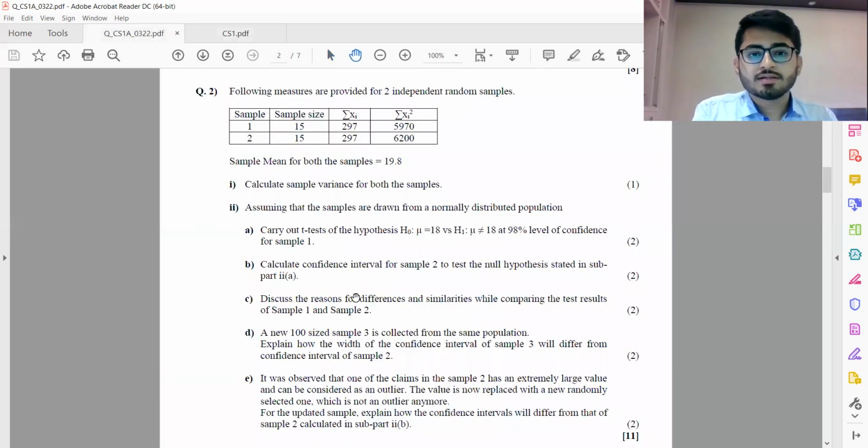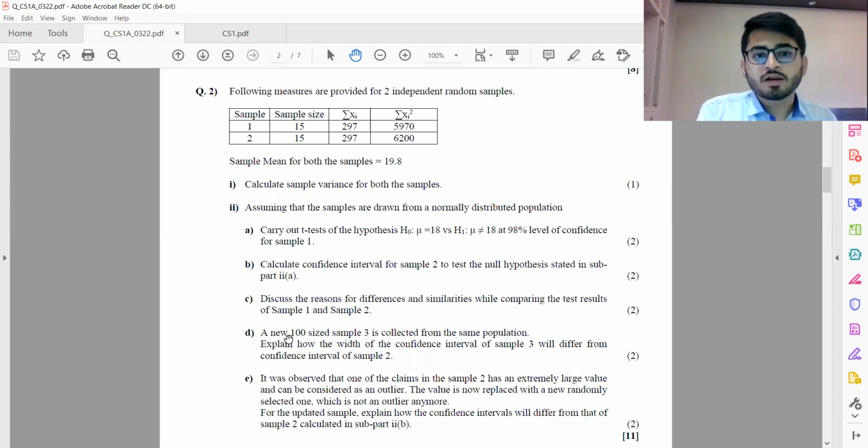Next is to discuss the reasons for differences and similarities while comparing the results of sample 1 and sample 2. So we see that both the samples have the same mean, but their sample variances are different, and this is going to result in different confidence intervals, or even different conclusions for the test as well.